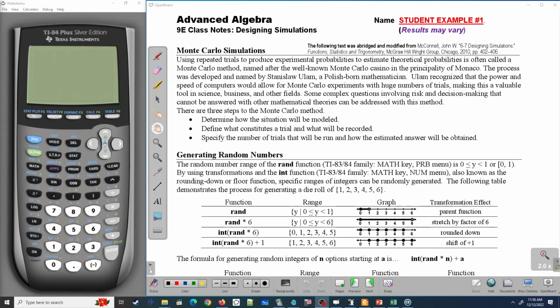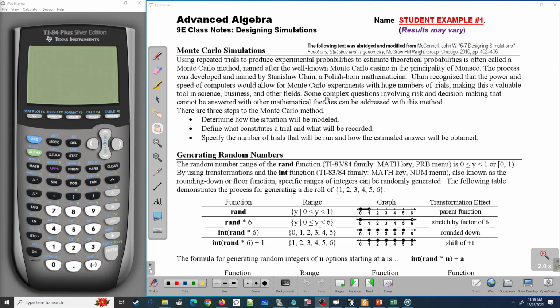In this probability lesson, we're going to design and run simulations based on what is called the Monte Carlo method. The Monte Carlo method was developed and named by Stanislaw Ulam, hopefully I pronounced that correctly. He was a Polish-born mathematician, and he named it after the well-known Monte Carlo casino in the Principality of Monaco.